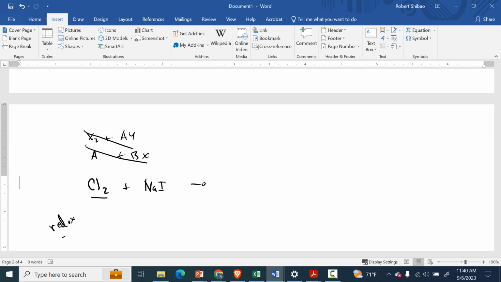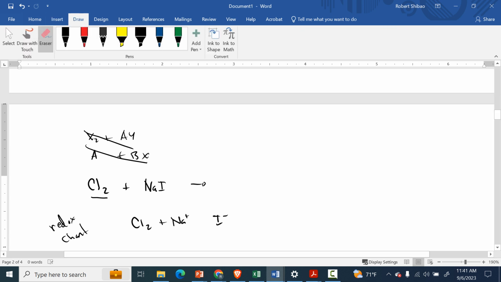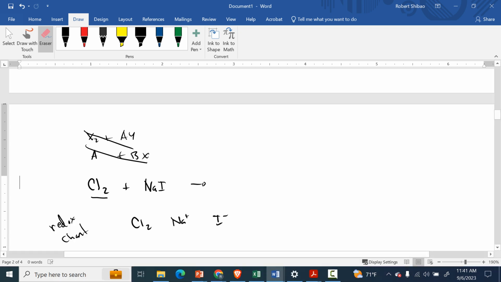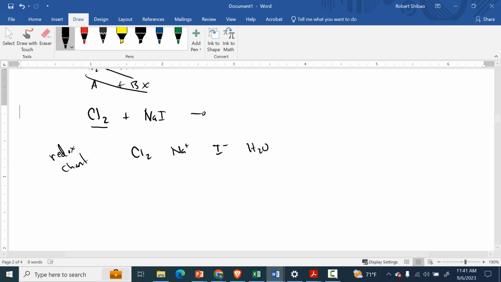And if I do redox, I'm going to use the chart method. And so I'm going to inventory. Chlorine is not a strong electrolyte. However, sodium iodide is. It's a soluble salt, so it's sodium ions and iodide ions. And then I have one other species present. What's the one other species that's present here? Water. Sometimes the solvent can react. Then I consult the chart.